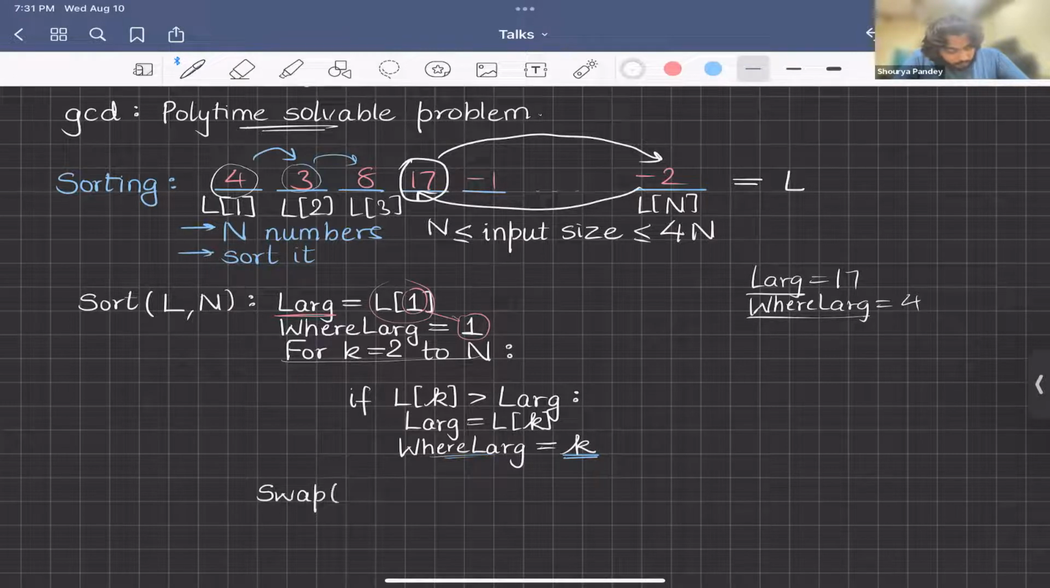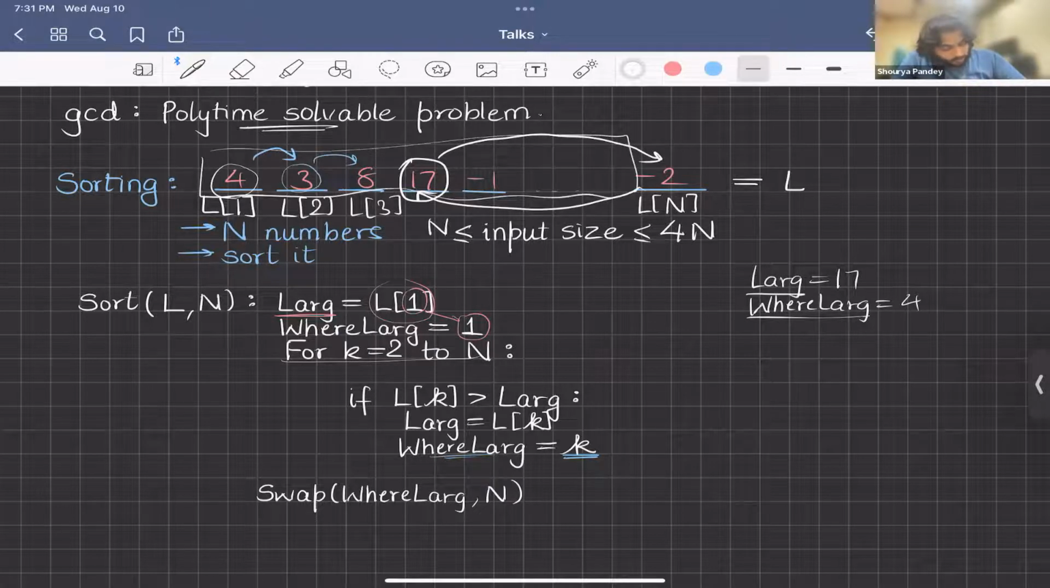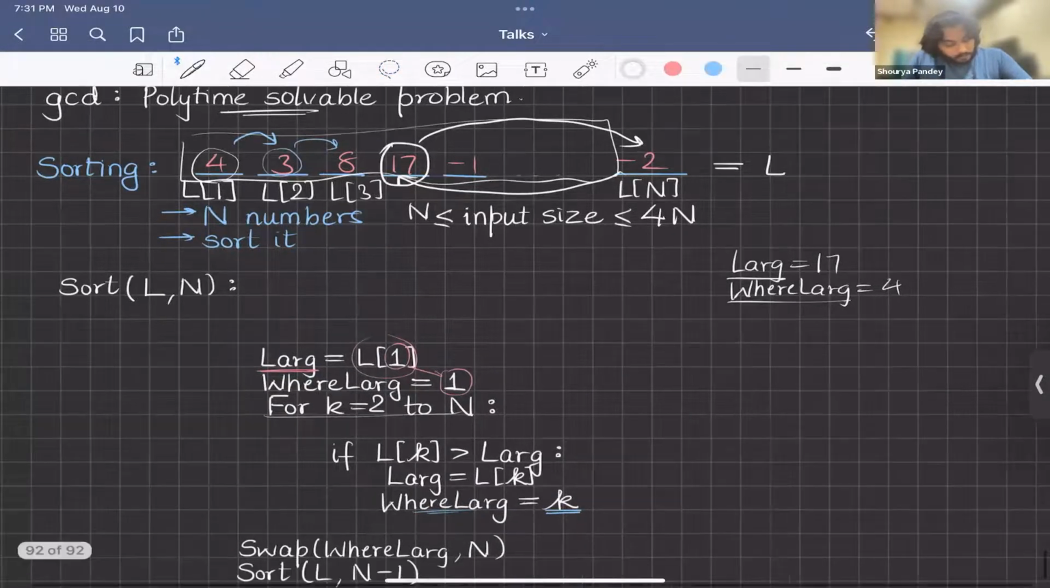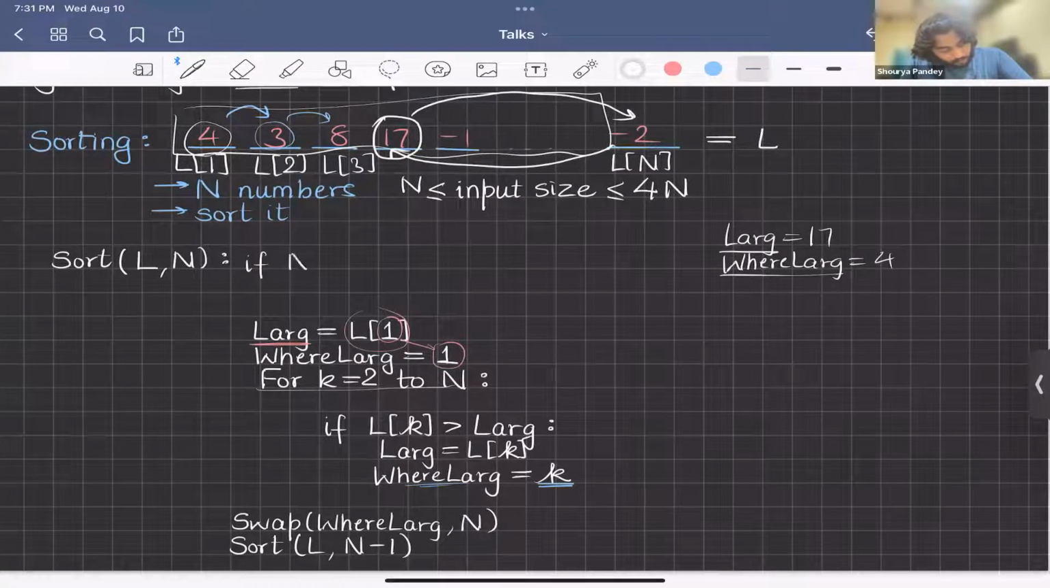Just swap L of where large, or rather swap where large with the last index. Right? That's all. I just swap these elements and then I just sort the remaining things. And then I just sort the list with just the first n minus 1 elements. And so once I reach 0, I should just say stop. Right? So I'll explain what I'm doing here.